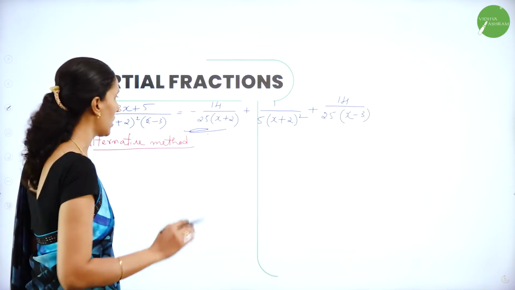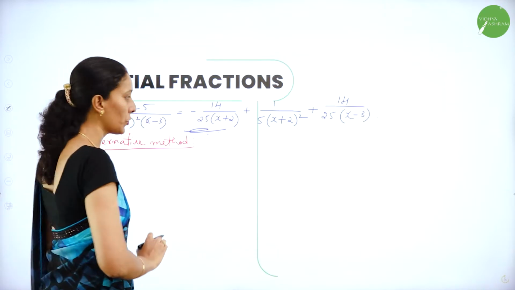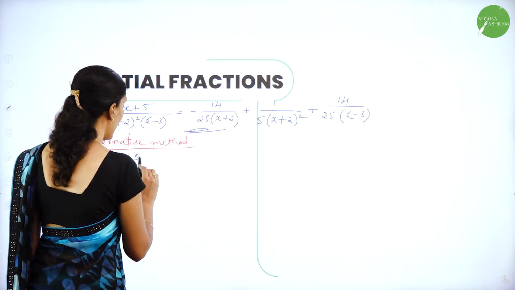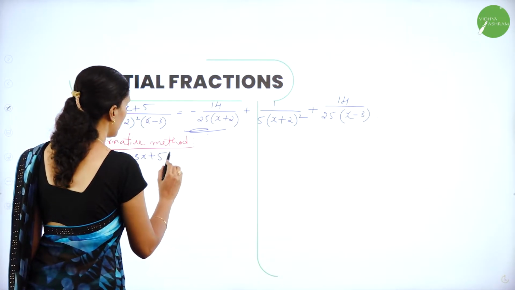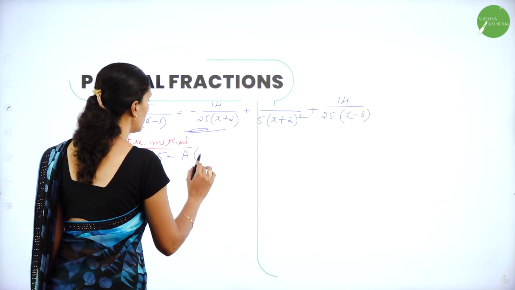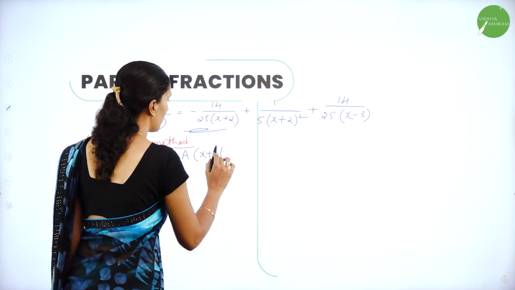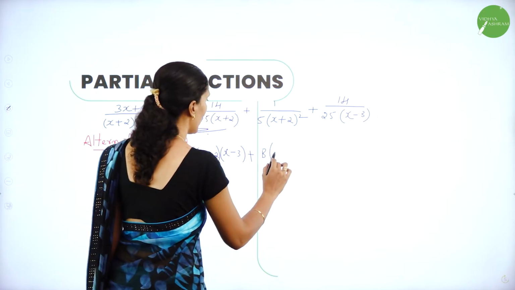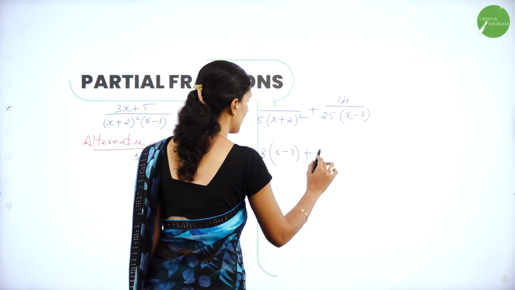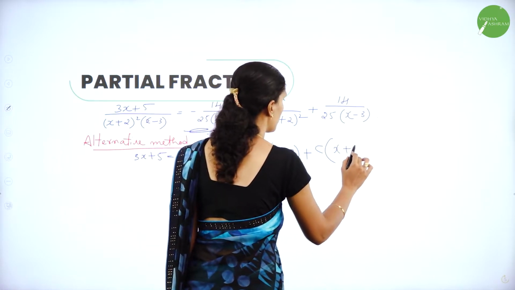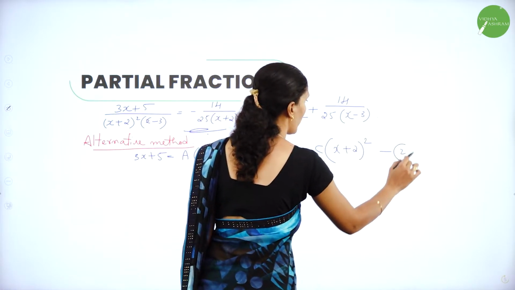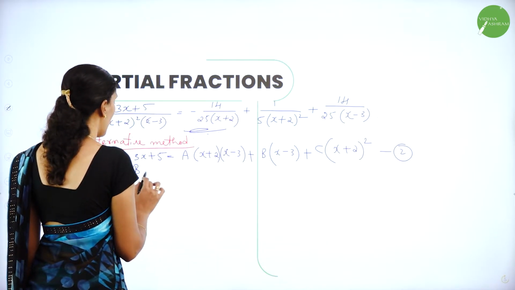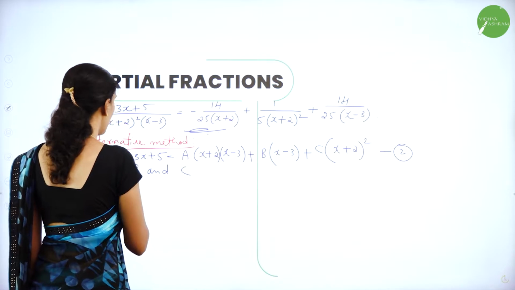x on both sides. So let me write equation 2 here again. What was your equation 2? That is 3x plus 5 is equal to a into x plus 2 x minus 3 plus b into x minus 3 plus c into x plus 2 whole square. So this was your equation 2. You got the value of b and c, which you've already got.